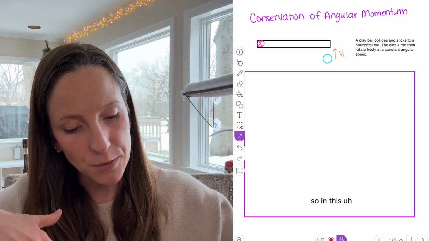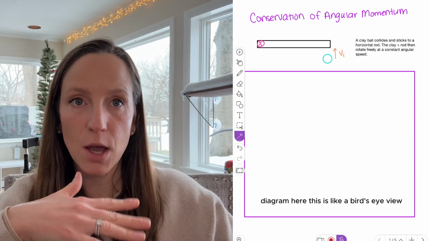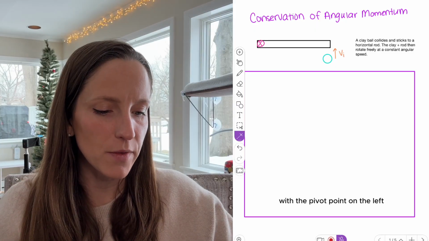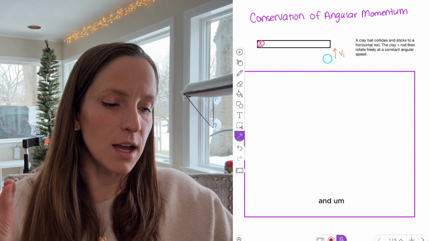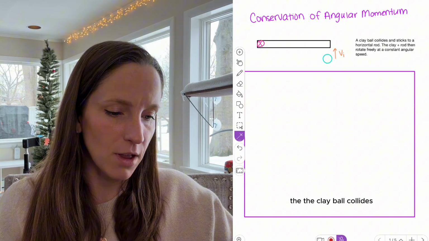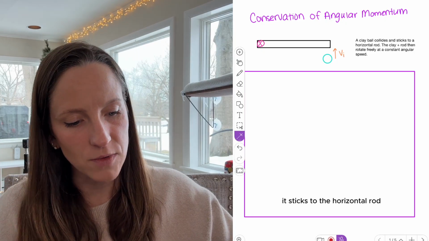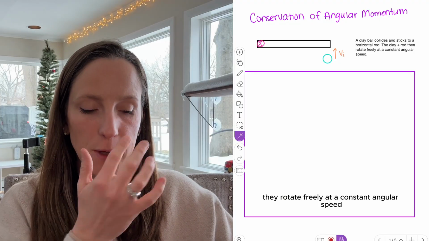So in this diagram here, this is a bird's eye view with the pivot point on the left. We see the clay ball, initial velocity, and the clay ball collides. It sticks to the horizontal rod. They rotate freely at a constant angular speed.